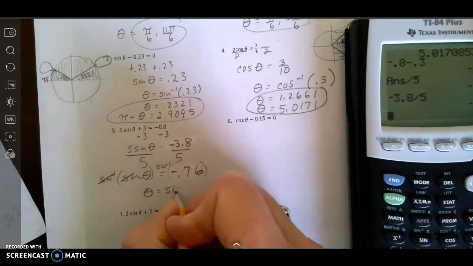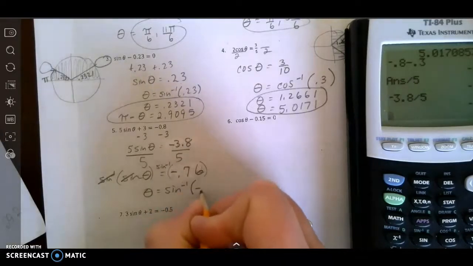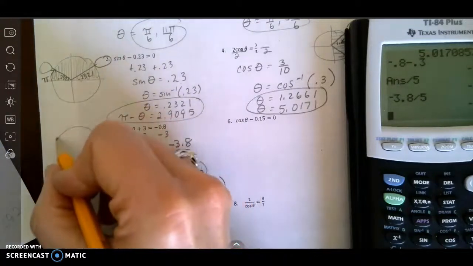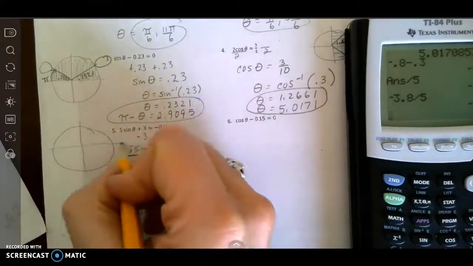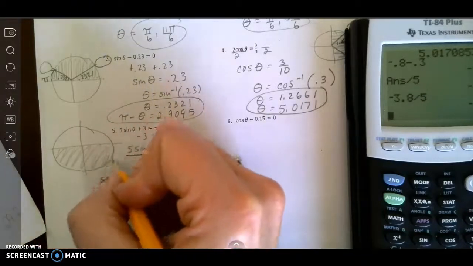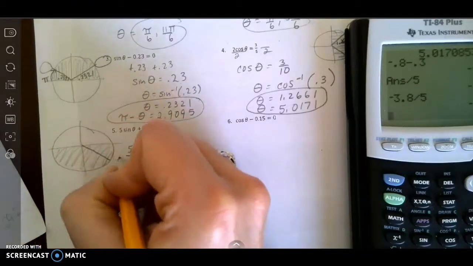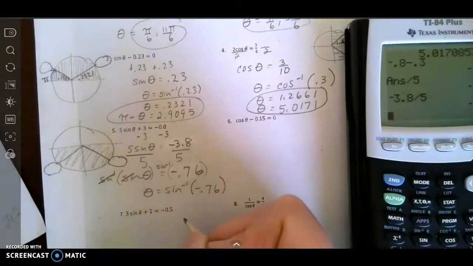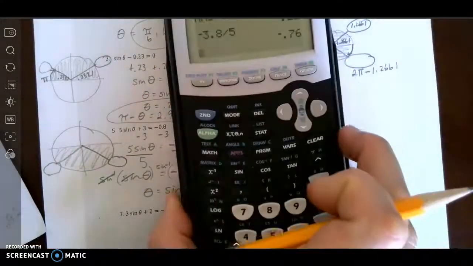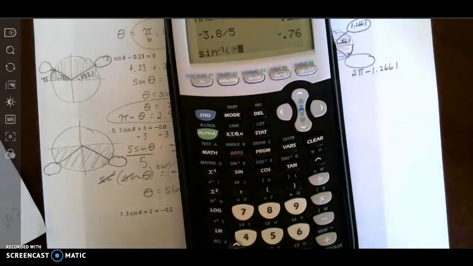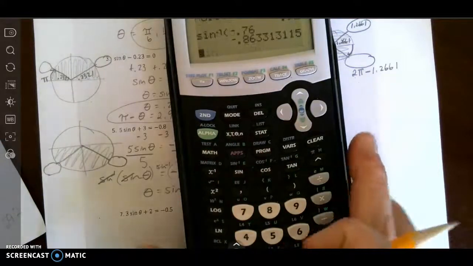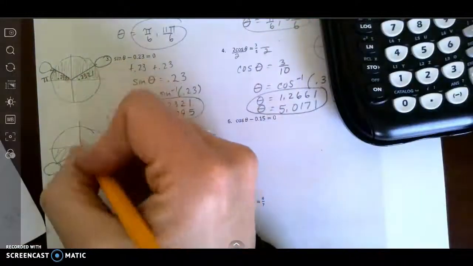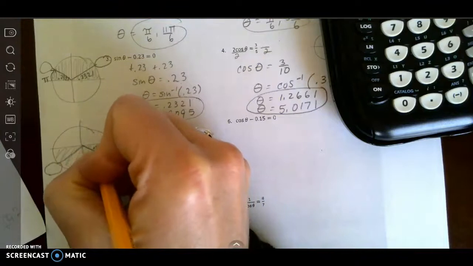Theta is the inverse sine of negative 0.76. Where is sine negative? Sine is negative in these bottom two quadrants. So I'm going to have an answer here, and I'm going to have an answer here. So I put this in, inverse sine of negative 0.76, and I get negative 0.8633, which means that this is 0.8633.